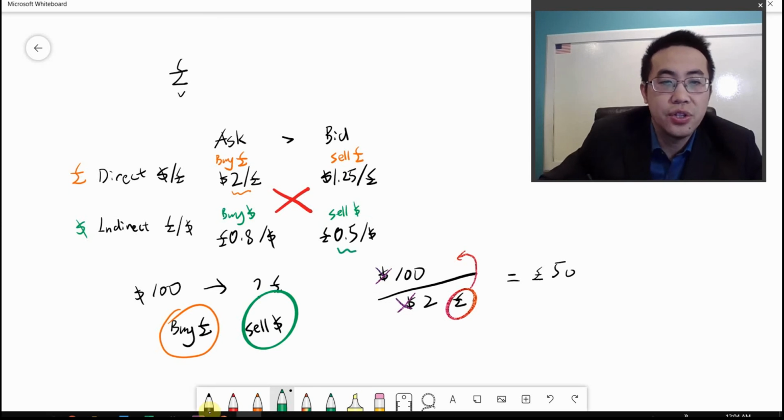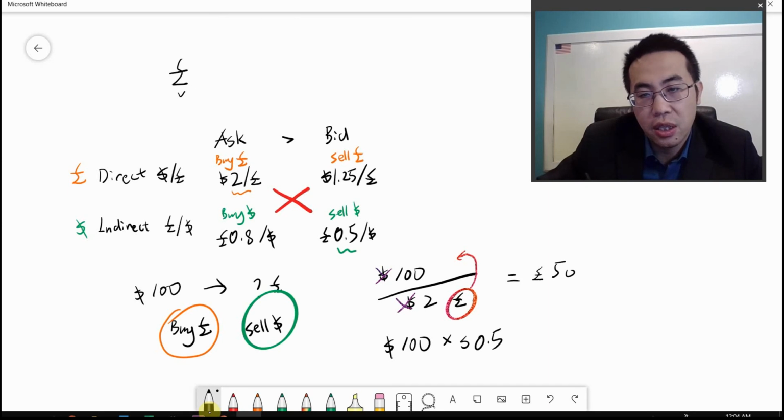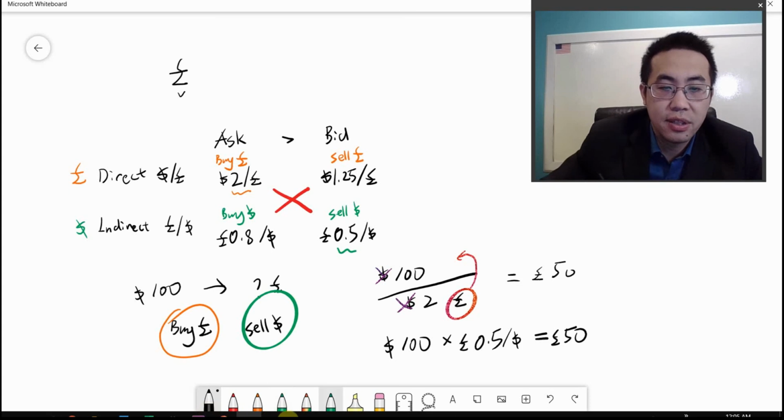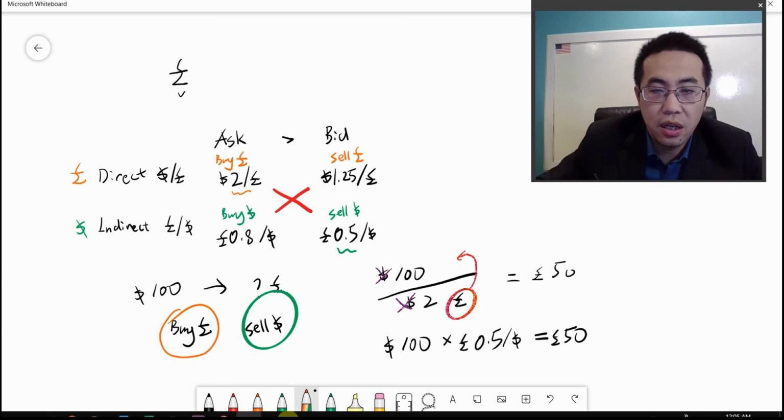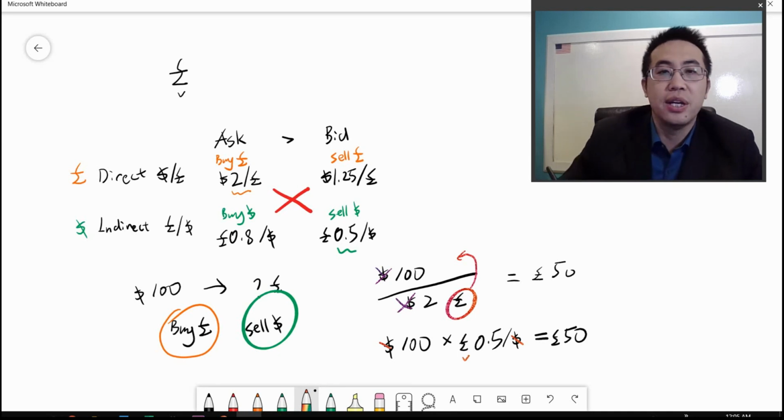Okay, so you sell dollars, and then if you sell something, then it should be this 100 US dollar, that's your commodity to sell. Multiply, not divide, multiply the price that each dollar is worth in amount of a pound. Okay, and this is going to give you 50 pounds as well. And in this math calculation, you will see the dollar here and the dollar right here got canceled, and this pound symbol got retained, so 50 pounds is left.